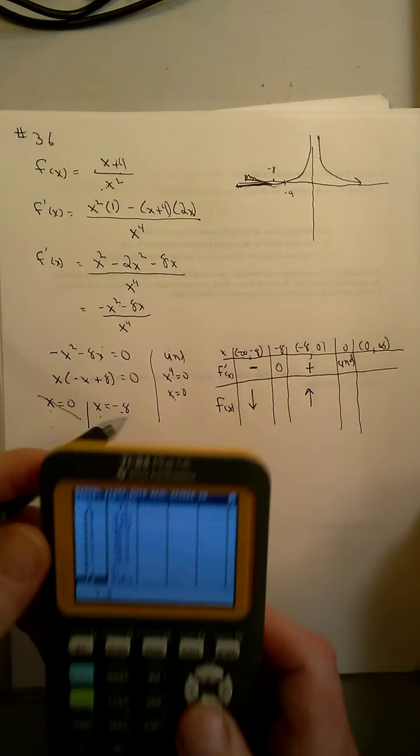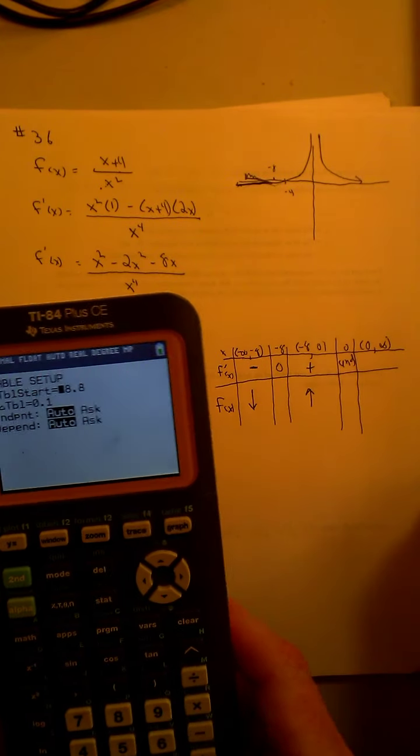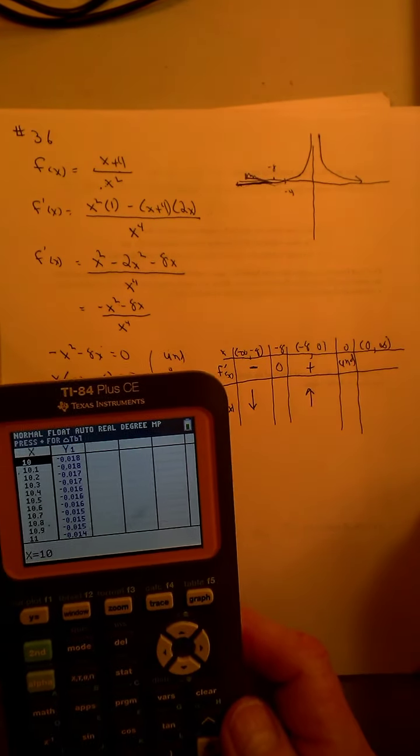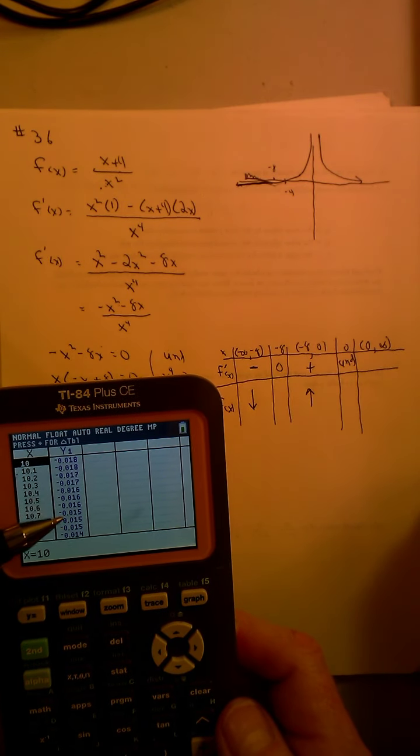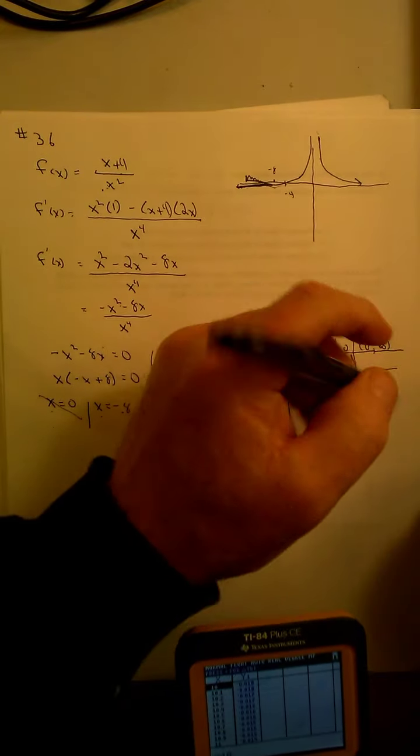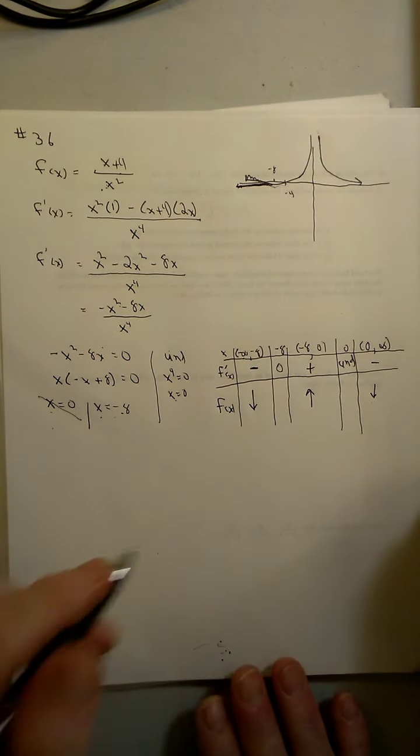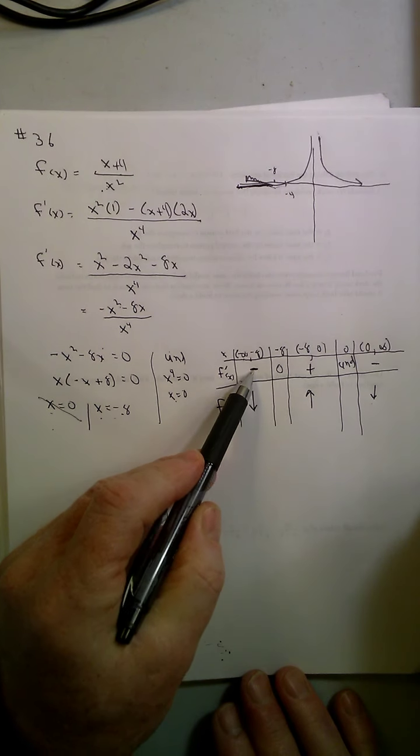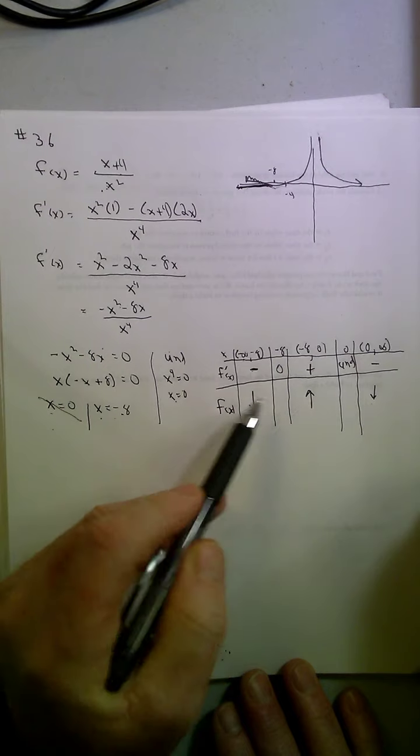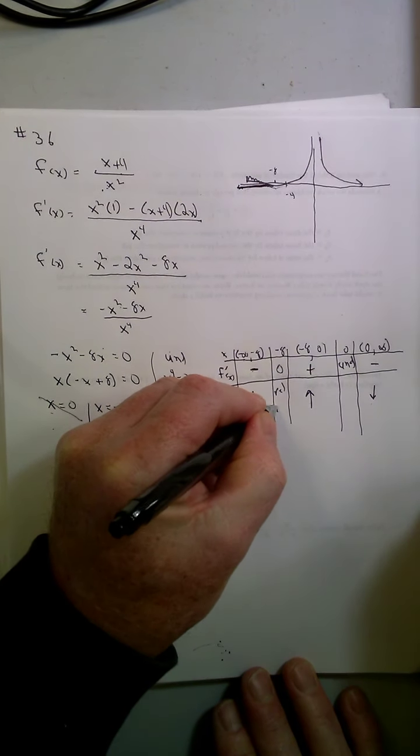Now I want to get a positive number. So let's see, second table set. Let's start at like 10. Go to my table. These guys are negative. Derivative negative, function decreasing. See, so derivative negative to positive, function decreasing to increasing, down to up gives you a relative min.